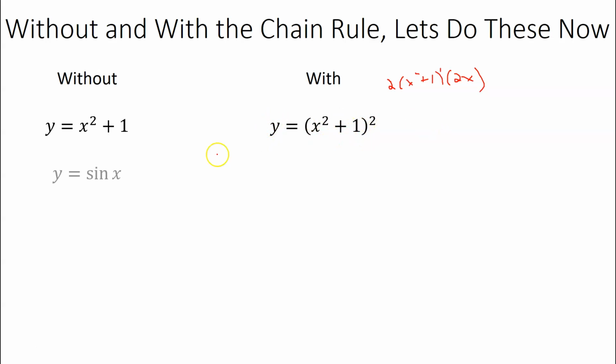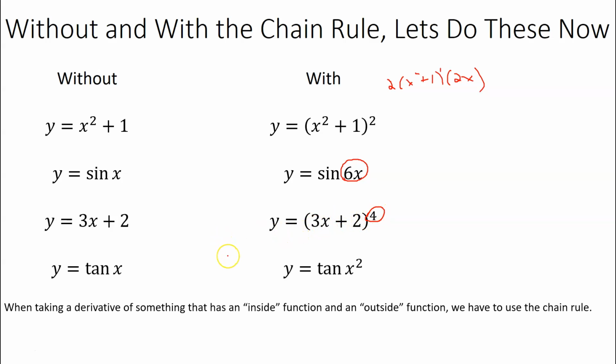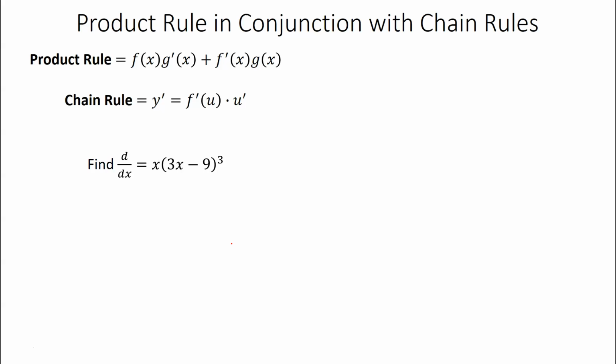Instead of taking time to use FOIL and multiply and then use the derivative. So this one, don't need the chain rule. This one, I do need the chain rule because I've got an inside part. Do not need the chain rule. Do need the chain rule because it's a linear inside of a 4th degree, and so forth. I think you probably get the idea at this point.